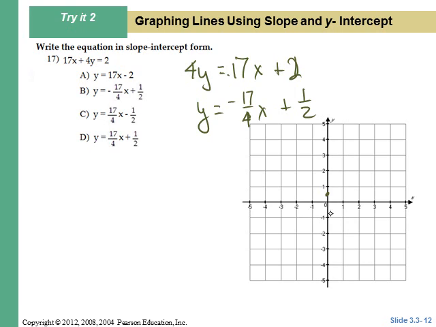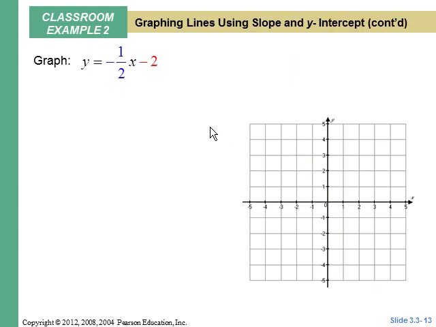Here's 4/4, 8/4, 12/4, 16/4, 17/4 forward 1. There's our slope. Right there. Okay.